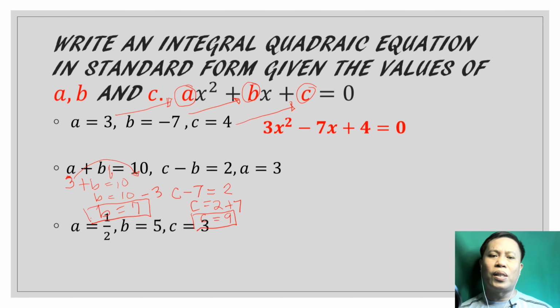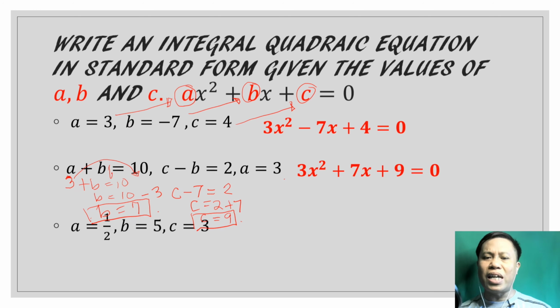So the value of A is positive 3, the value of B is 7, and the value of C is 9. We can now substitute these values into our pattern or model ax squared plus bx plus c equals 0, and it will become 3x squared plus 7x plus 9 equals 0.